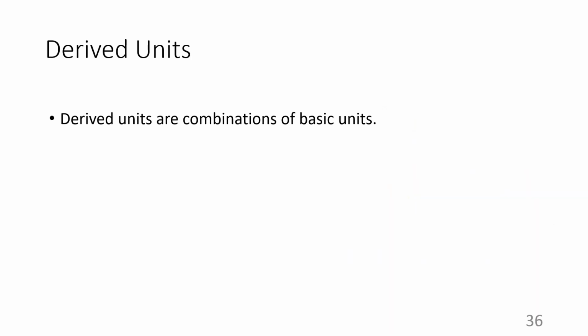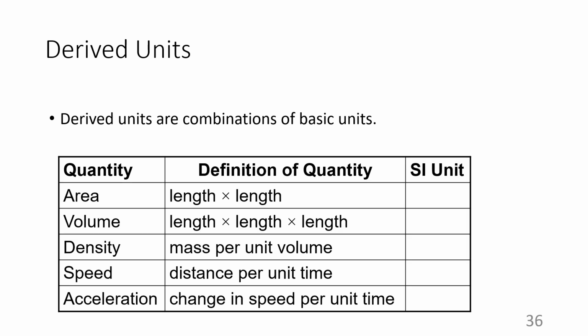Next, we're going to look at some derived units. These are combinations of two or more basic units. And here are some examples. So for area, since the SI unit for length is meter, then for area, it would be meters times meters, which would be meters squared. Volume then would be meters multiplied by itself three times, and that would be meters cubed.